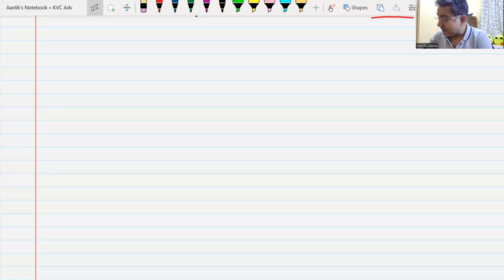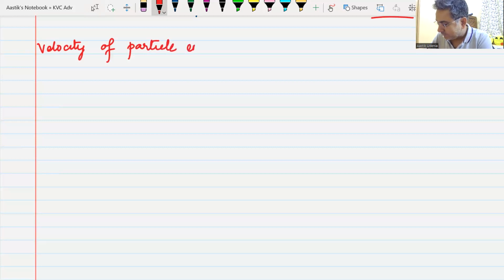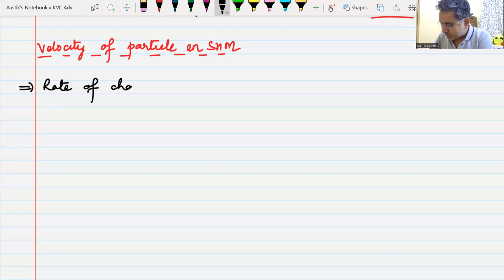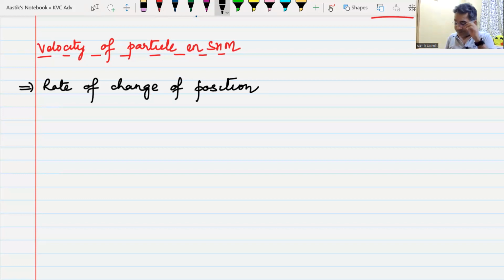Velocity. Velocity of a particle executing SHM. So what is this velocity? It is the rate of change of position, right? Yes, sir. Many of the books will say it is rate of change of displacement, but don't trust those books. It is the rate of change of position of the particle as a function of time. And that x was actually the position of the particle from the mean position.